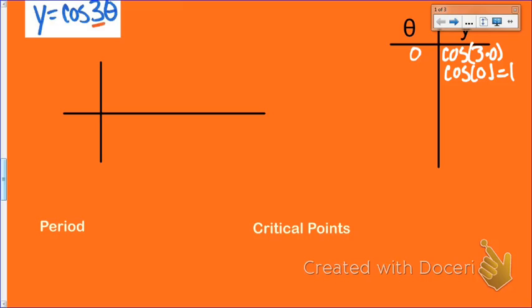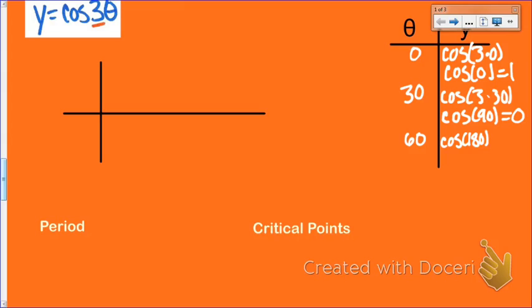And we already figured out the cosine of 0 is 1. The next value I'm going to pick, instead of jumping all the way to 90, is 30. The reason for that is that when I plug that in, that's the cosine of 3 times 30, and 3 times 30 is 90. So I'm still finding the cosine of 90 as an answer, which we know is 0. The next value I'm going to pick is 60, because that's the same as finding the cosine of 180, which I know is -1.